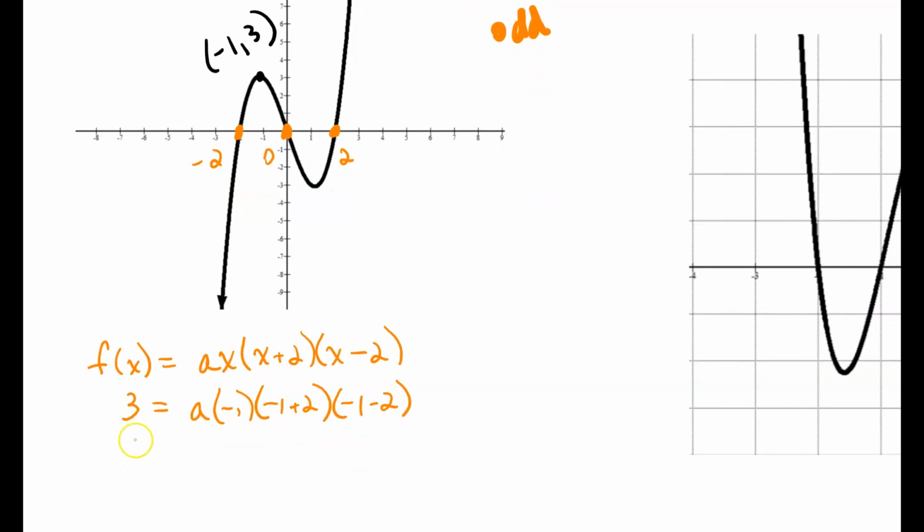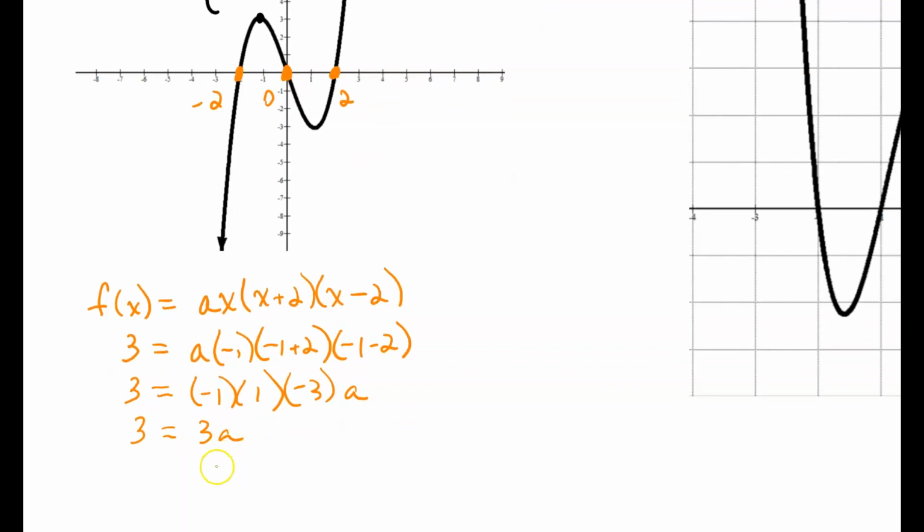And then we're just going to go through and solve. So 3 is equal to, I have -1 times +1 times -3a. So that's 3 equals +3a. And so what is my a term? 1. So we'll just put all of that back together. F of x is equal to, and since it's 1, I don't have to include it, so I'll leave it off. Oh, I forgot my lead x. And then we can write it out as x plus 2, x minus 2.